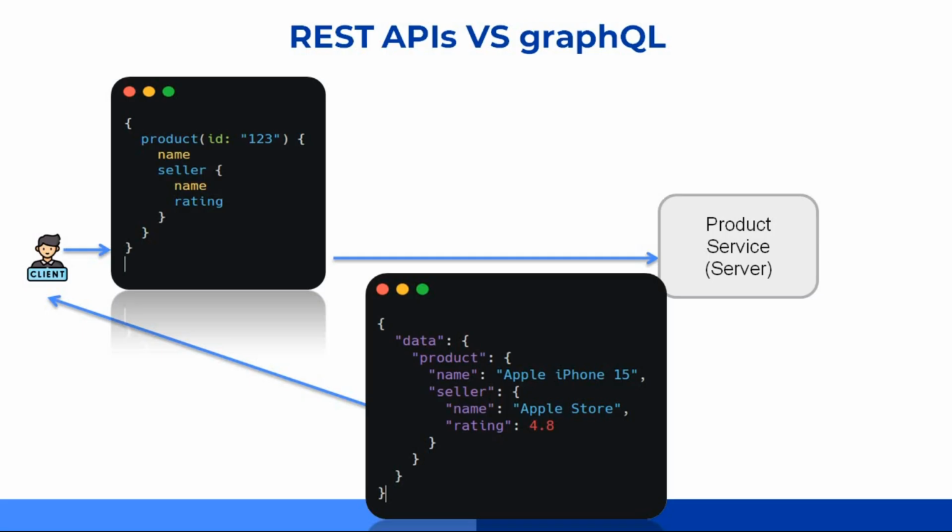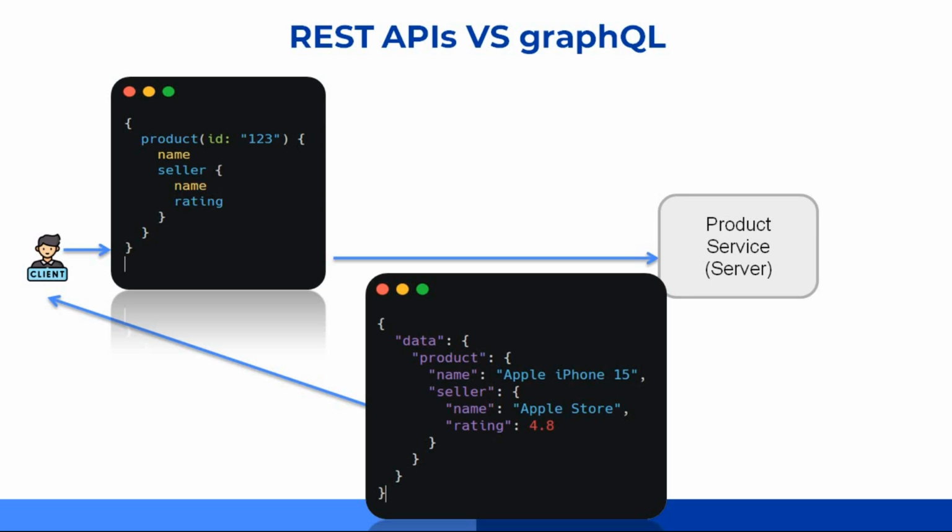No need to hit 5 different REST APIs. No need to filter out or ignore unwanted data on the front end. You just describe your data needs in the query and GraphQL does all the heavy lifting. It's faster, cleaner, and tailor-made for modern microservices applications.